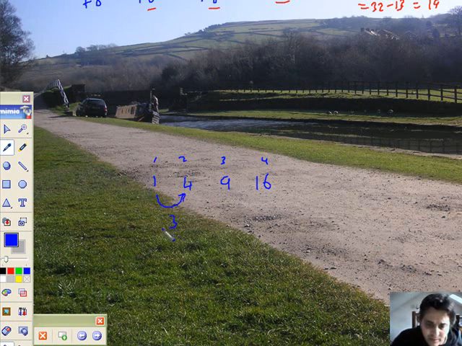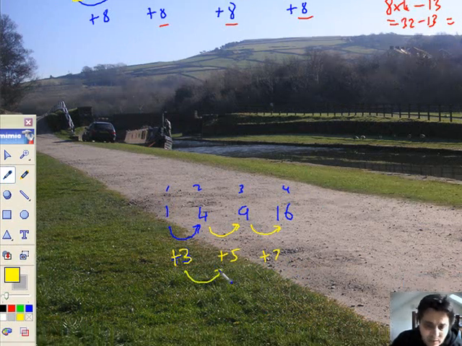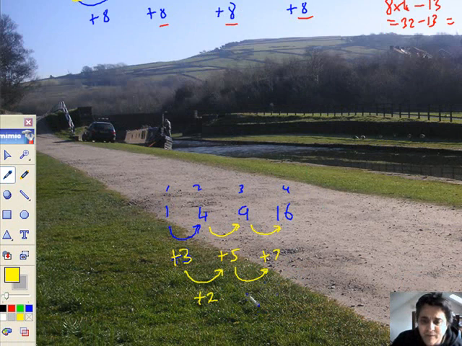1 to 4 goes up 3. Better change colour because it's invisible. So 1 to 4 plus 3. 4 to 9 plus 5. 9 to 16 plus 7. Now, at the first level, we don't have a linear plus 8 plus 8 plus 8. It's different to each level. Now, if we go down to the second level, between plus 3 and plus 5, we've gone up 2, and between 5 and 7, we've gone up 2 again. Let's go back and do the 0 term.